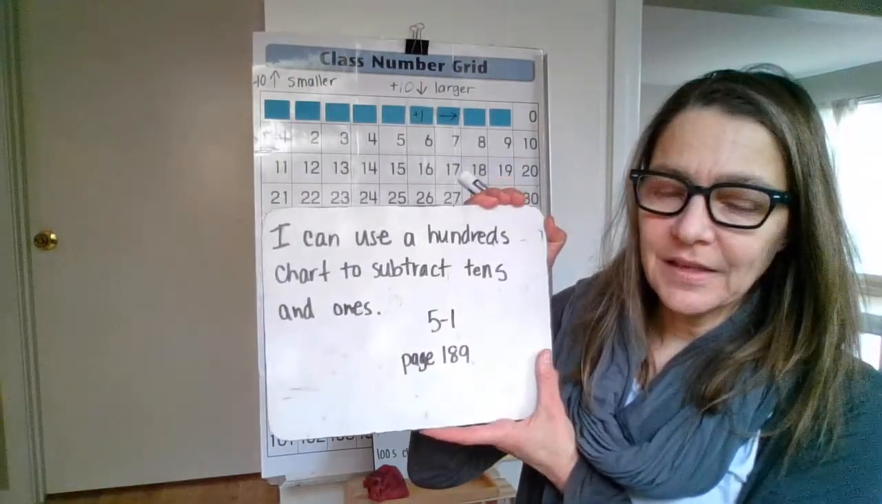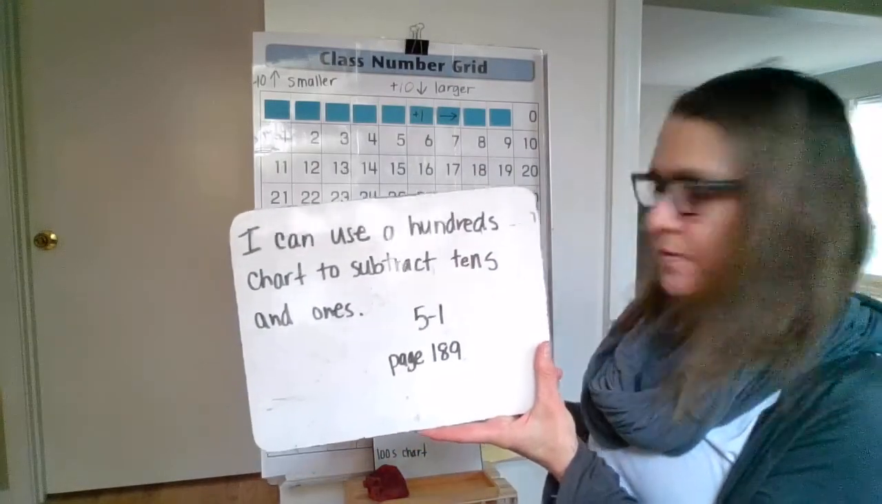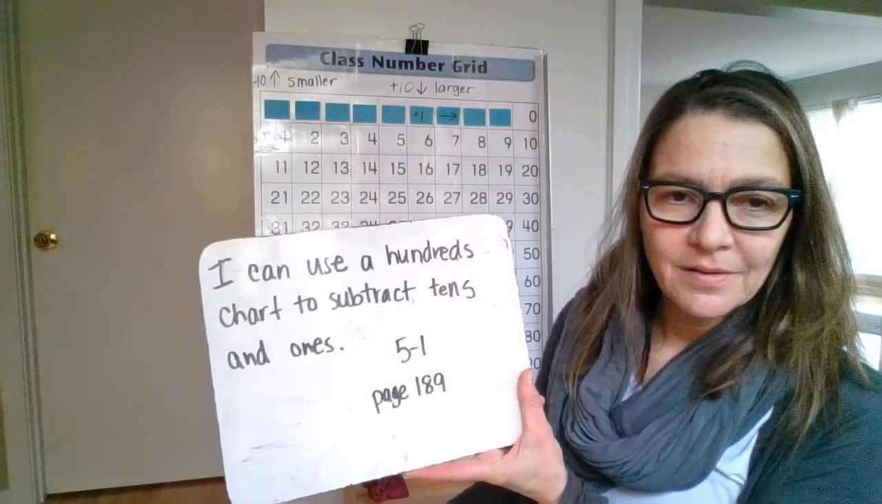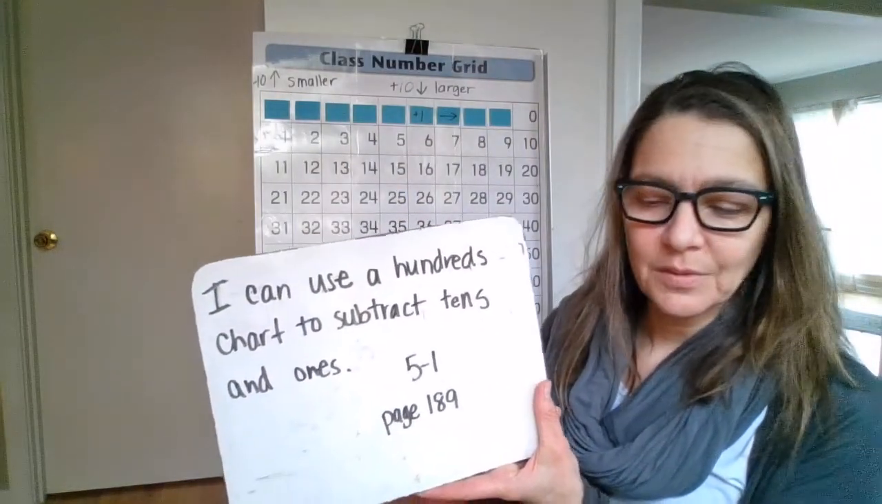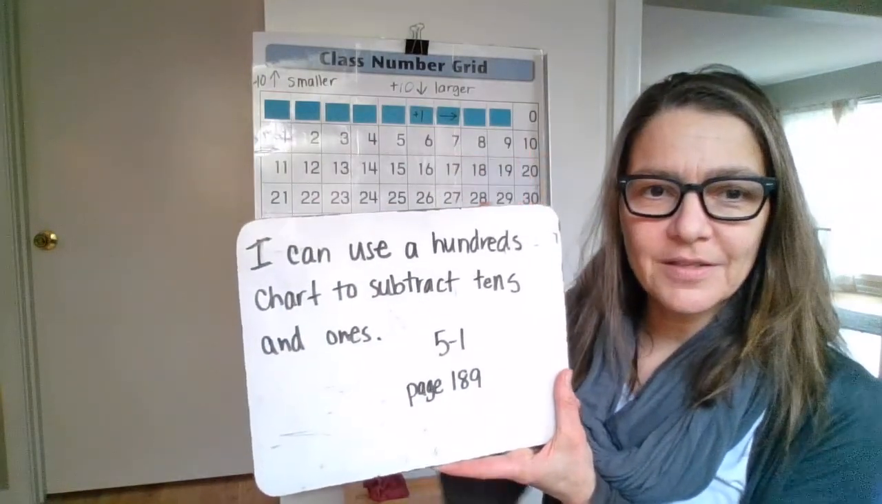Okay, you will need your hundreds grid as well. The one I sent home in the plastic slip. There is one in the book as well. You will need your whiteboard and a marker and something to erase with.